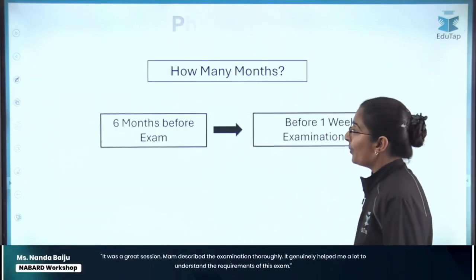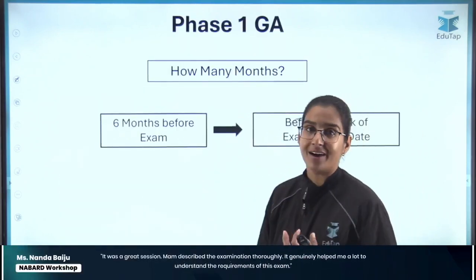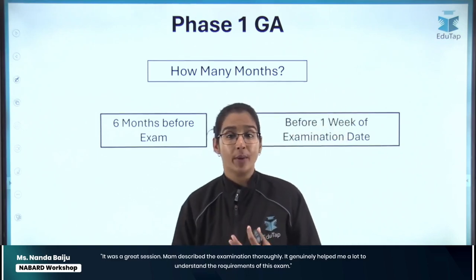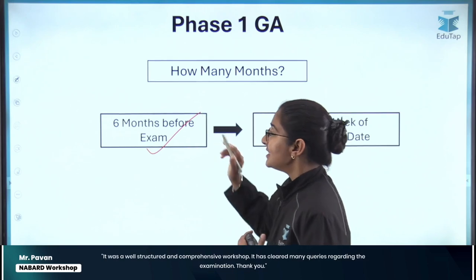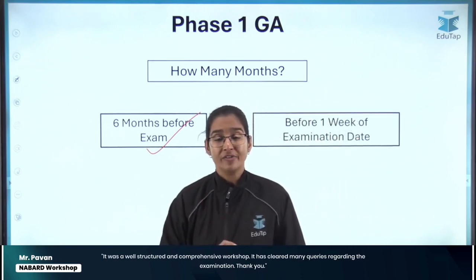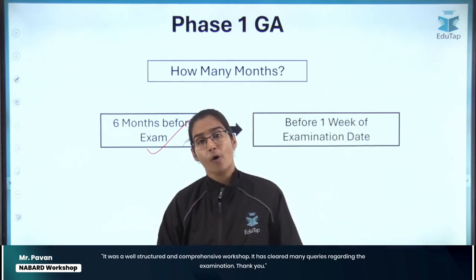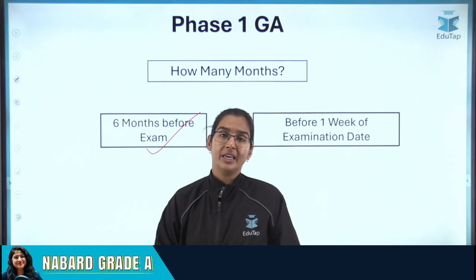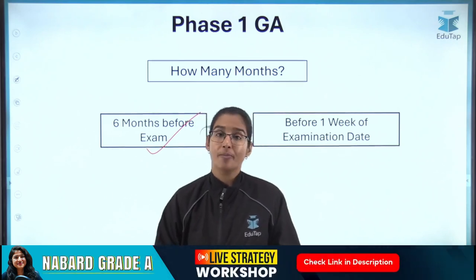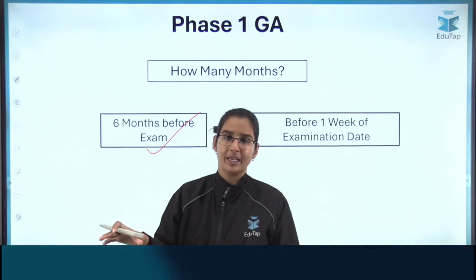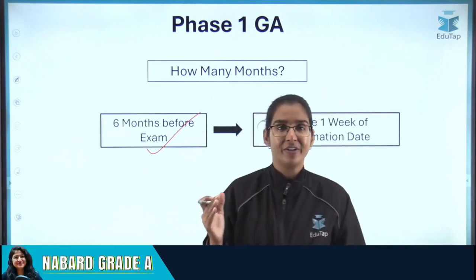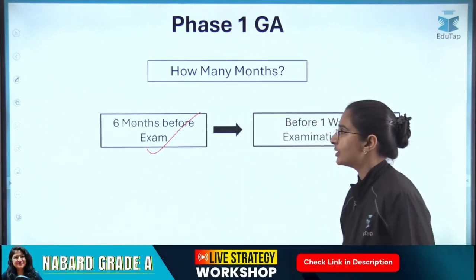Now, how many months of current affairs to read? Again, a very important question and a question which is often asked. You have to read the current affairs 6 months before the exam. So if the exam is in the month of August, then you have to cover the current affairs from the month of March onwards, right? From March till 1 week before the exam date. So that is the amount of current affairs you have to read 6 months before the exam.